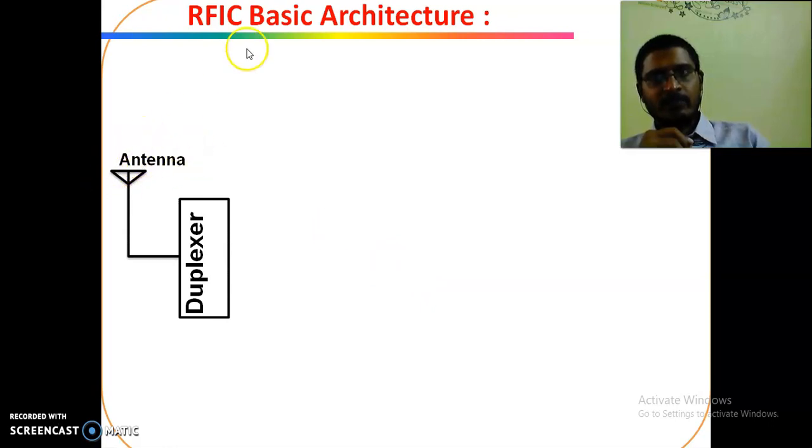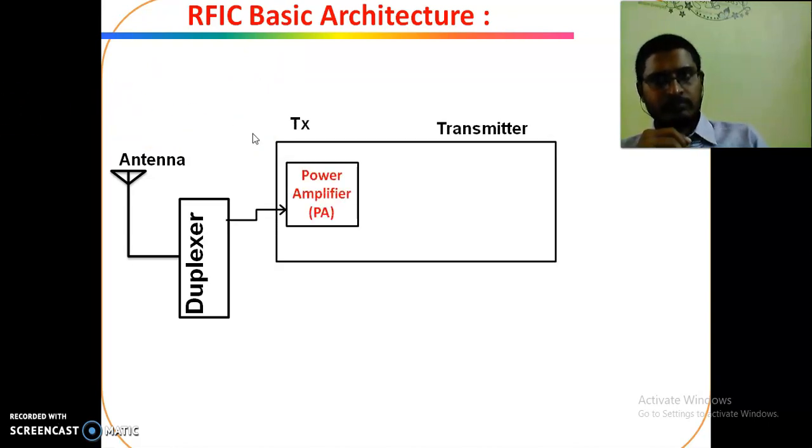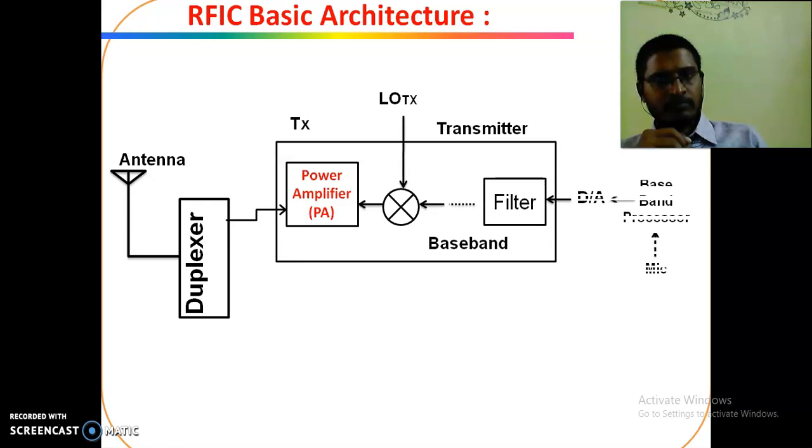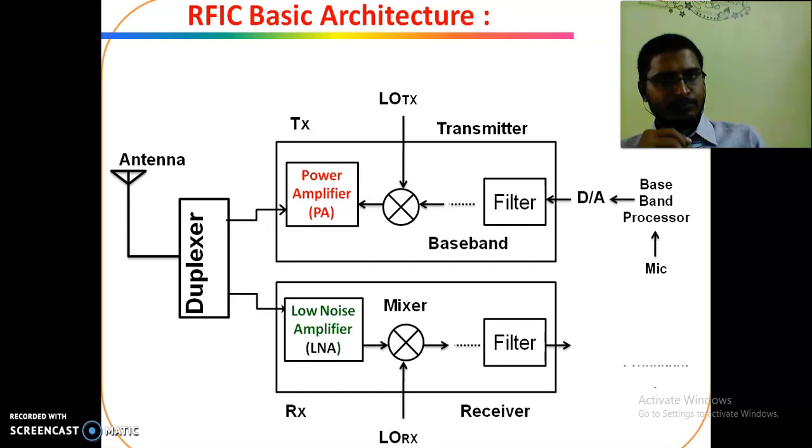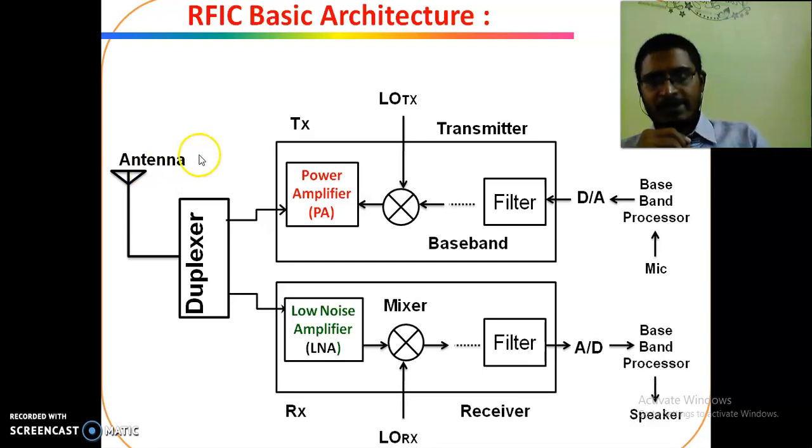So this is the antenna, RF basic architecture. That means RF system, not IC, RF system basic architecture. This single antenna is used for both transmitting and receiving purposes with the help of a duplexer. By using a duplexer, you can use the same antenna for both transmitting and receiving. That means both transmitter and receiver use a single antenna with the help of a duplexer.